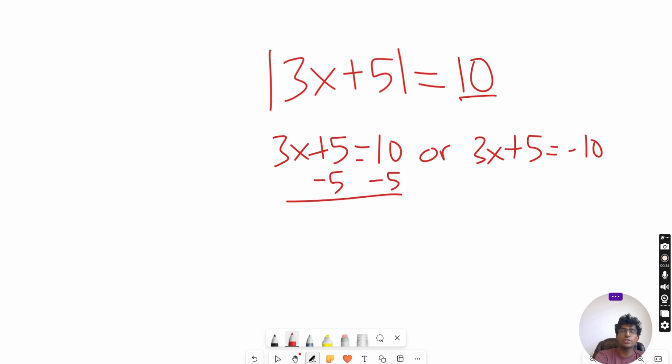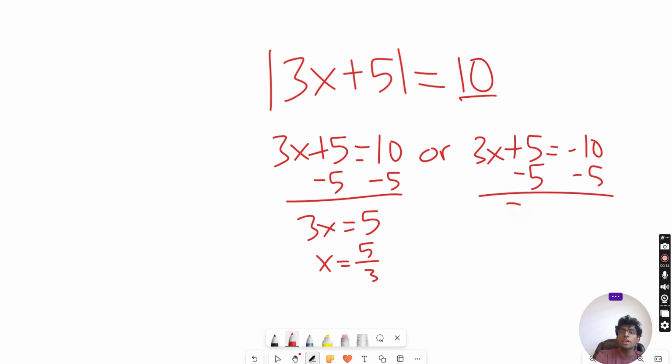So subtract 5 from both sides. We get 3x is 5. Divide both sides by 3 to get 5 over 3. Here, subtract both sides by 5. You get 3x is negative 15. X would be negative 5.